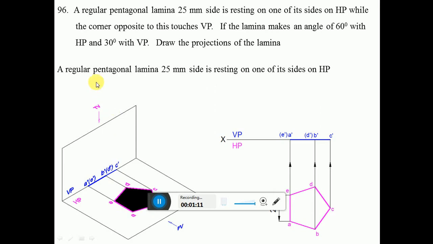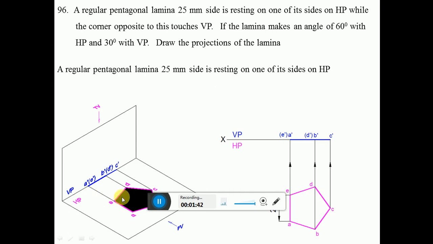So a regular pentagonal lamina of 25 mm side is resting on one of its sides on HP. The side resting on HP has to be perpendicular to VP. So this is the condition. And since one of the sides has to rest on HP, first we make all the sides rest on HP. We can see here all the sides are resting on HP. That is being shown here also. So obviously that is going to be parallel to HP. Since it is parallel to HP, I am getting the true shape.